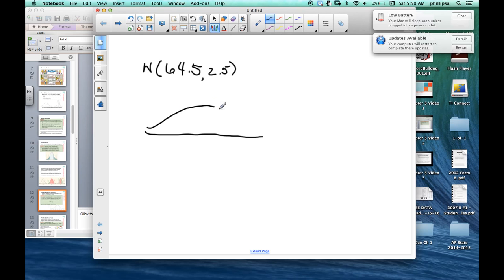That's good enough. Unimodal, symmetric. Here's my mean in the center at 64.5. Now I'm just going to add my standard deviation away. So first would be 67, 69.5, and 3 standard deviations away would be 72. Then I'm going to subtract. So 1 standard deviation away would be 62, 59.5. 3 standard deviations away would be 57.